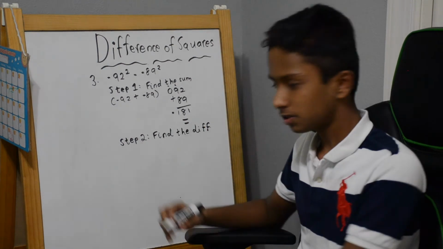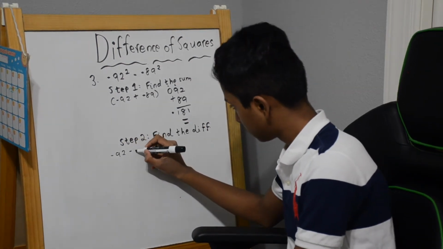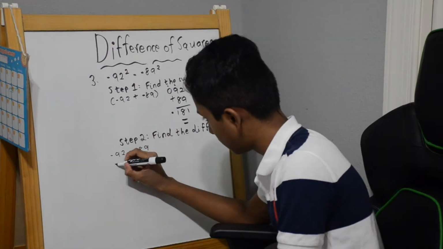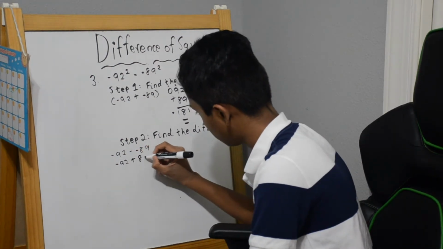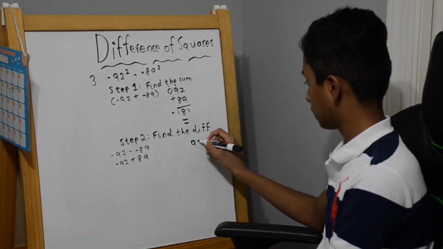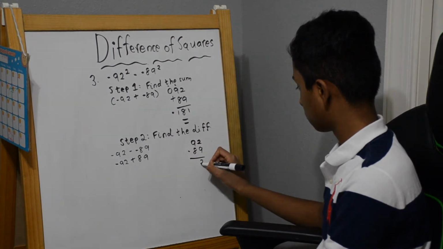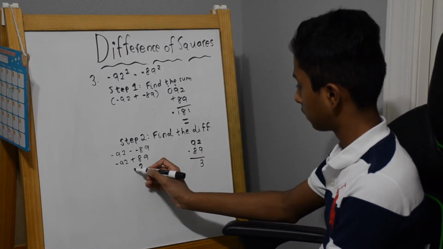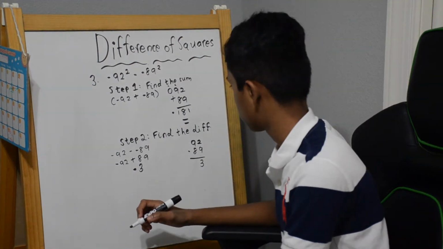Step 2 is to find the difference. The difference is negative 92 minus negative 89. That is negative 92, so negative negative is positive, plus 89. So we subtract these two numbers. 92 minus 89 is 3. Remember, when you get 3, you need to substitute a negative here. So that's going to be negative 3 as the difference.